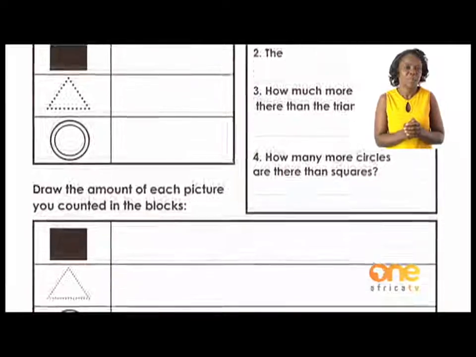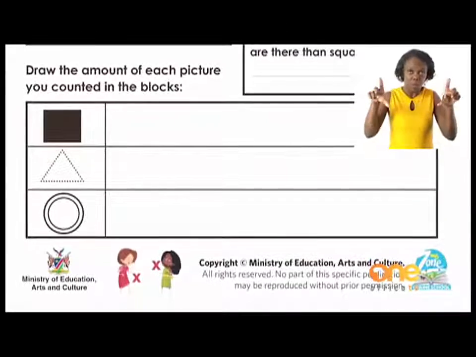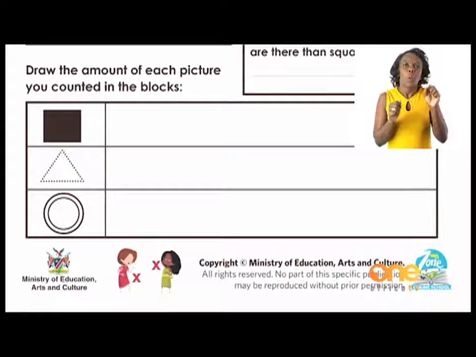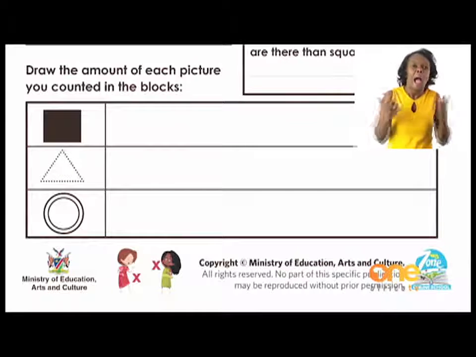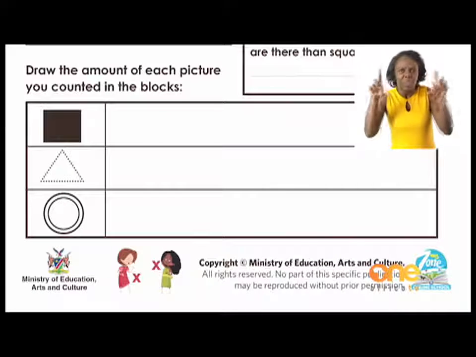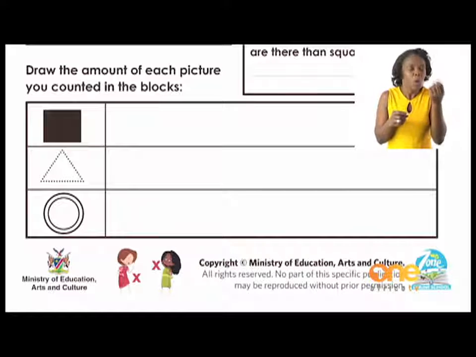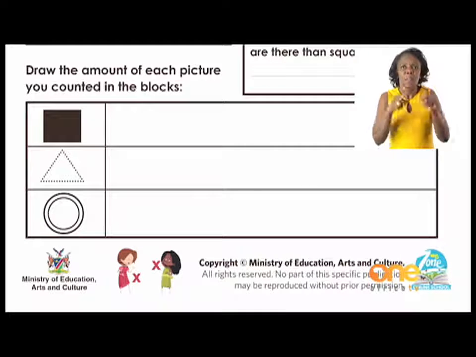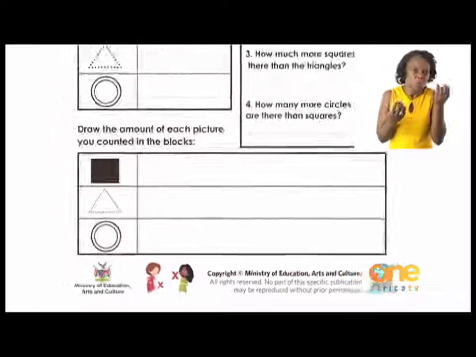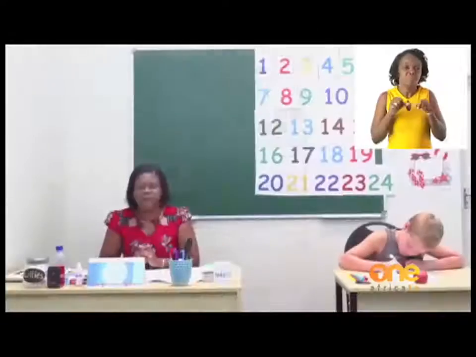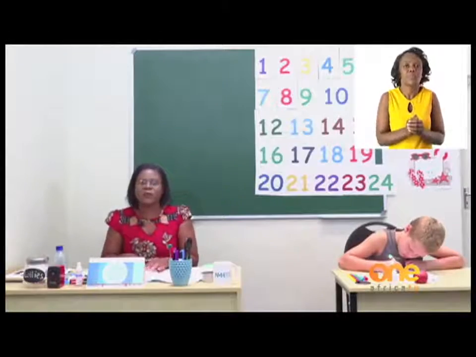And in the last block there, you have to draw the amount of each picture you counted in the block. You draw how many squares you counted. If, for example, you have counted 3 of them, you draw 3 squares. If you have counted 2 triangles, you draw 2 triangles, and you do the same with the squares. You draw the amount of squares that you have counted. Thank you.